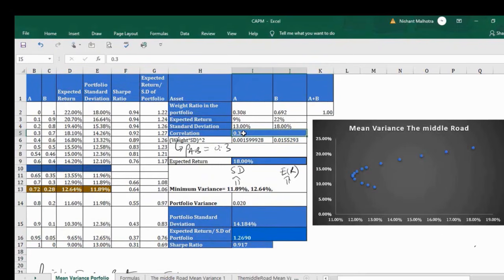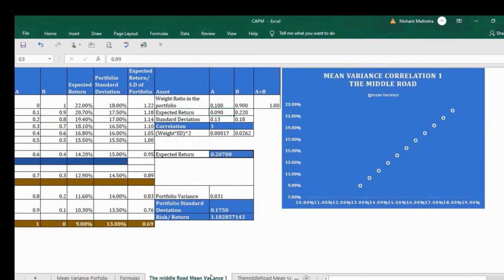Now doing it when the two assets are perfectly correlated, let's look at what happens then. If the two assets are perfectly correlated, I've done the same thing. It's the exact same problem. We are adding up the two weights to 1. The expected return of asset A is 9%, and the second is 22%, with the same standard deviation. Just the correlation has changed.